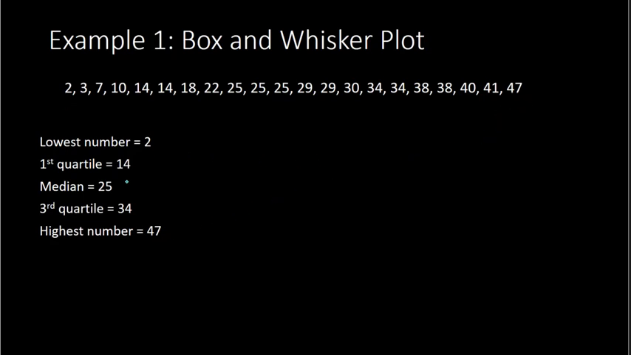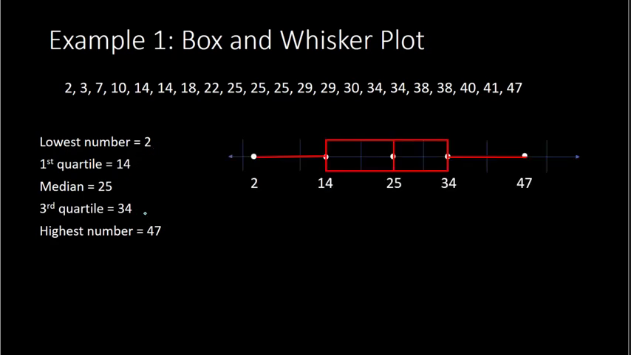So what I do is I can put all of this information into one little graph. So I create a number line, where on this number line I have the numbers that we need, the numbers that we have listed right here. So we see here a box and whisker plot where we have each of those numbers, the 2, 14, 25, 34, and 47, all here on a number line.